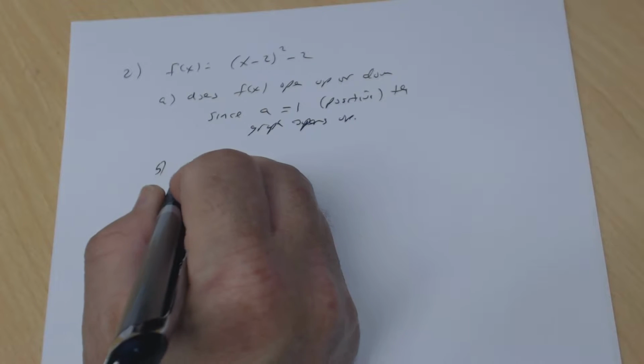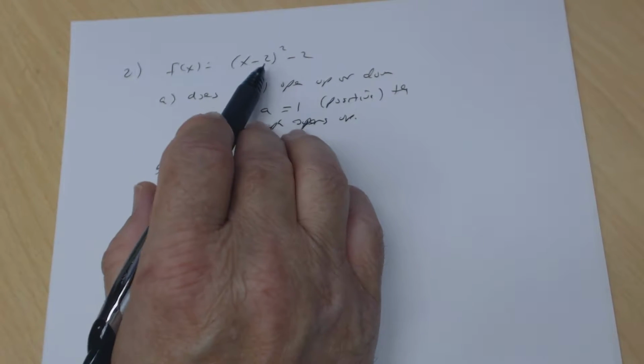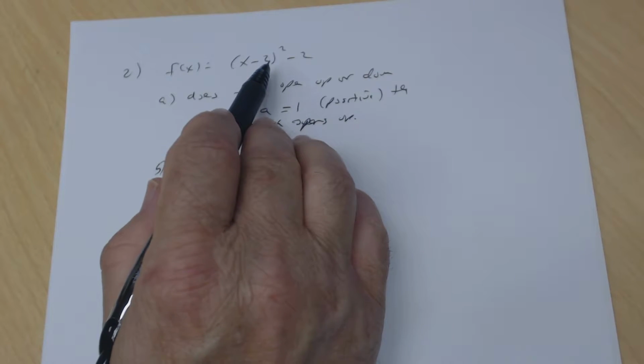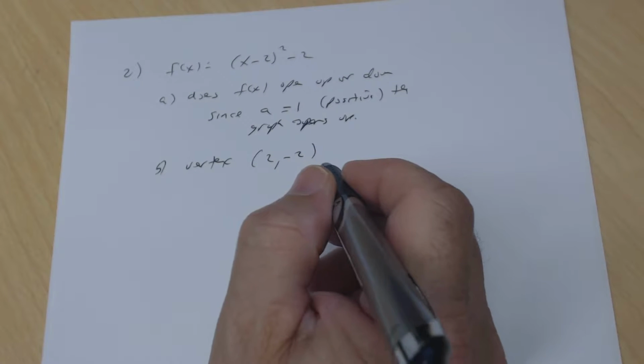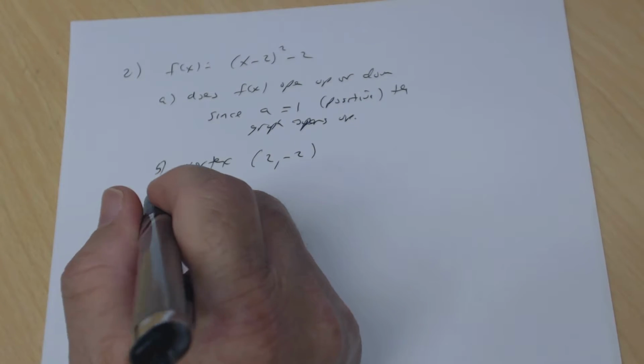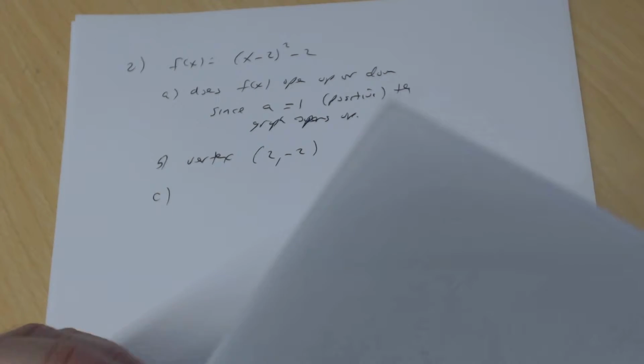Okay, B, we'll find the vertex. So the vertex, remember it's x minus, so the x-coordinate of the vertex will be 2, and the y-coordinate is negative 2. So there's your vertex.